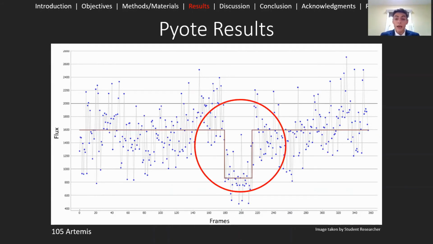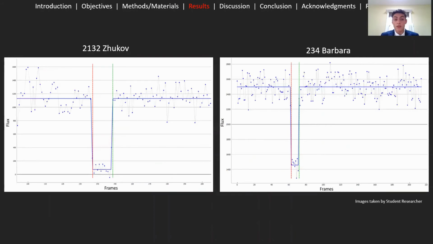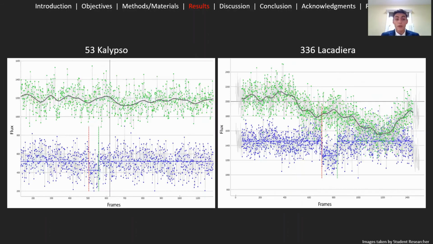Now, due to very clear sky conditions and a dim moon, these results were very clear. The same was true for asteroids 2132 Zhukov and 234 Barbara, both of which having very clear sky conditions leading to very clear results. But for asteroid 53 Calypso and 336 Lacadia, this was not the case, as there was a bright moon and lots of haze in the night sky. So to counter this, I ran a normalization of the data.